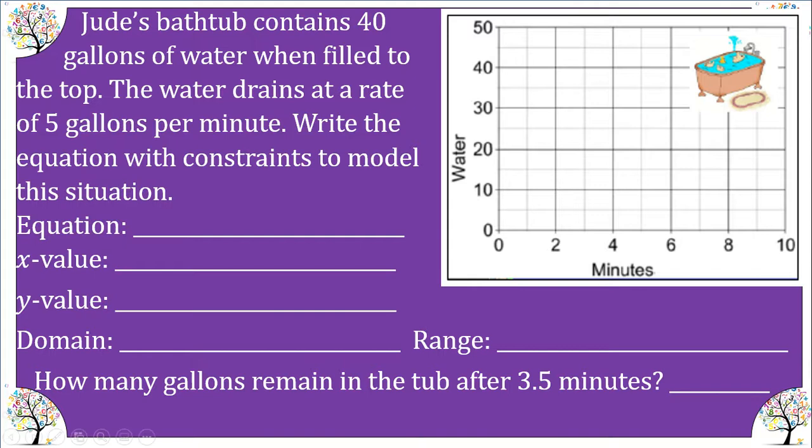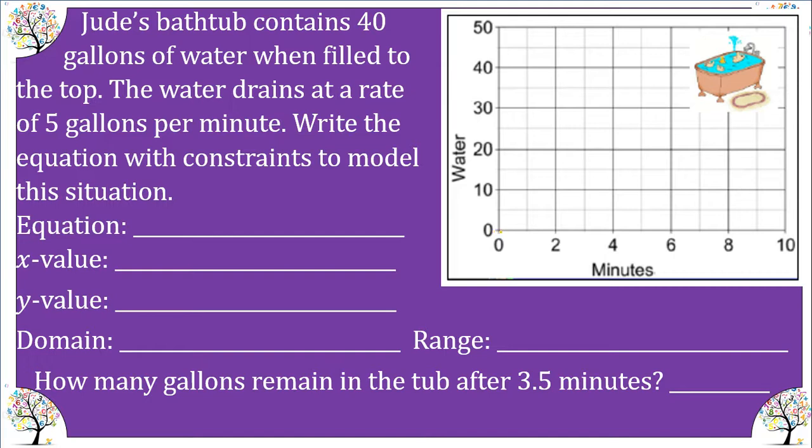Jude's bathtub contains 40 gallons of water when filled to the top. The water drains at a rate of 5 gallons per minute. Write the equation with constraints to model the situation. So the bathtub starts out with 5 gallons of water.